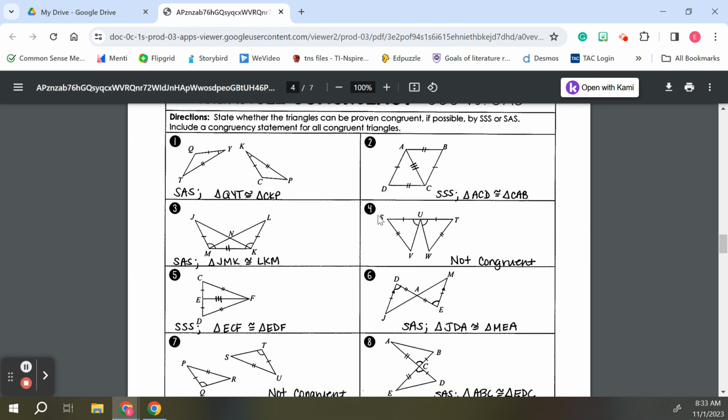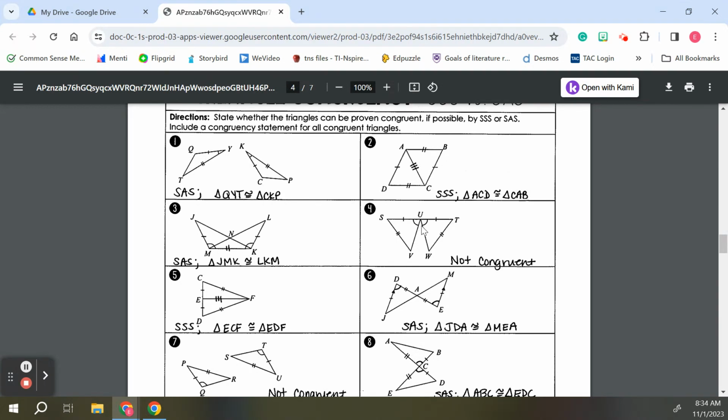4 is not congruent because again, we have side angle. That is not a thing. If you look at 2, side, side, side. If you look at 6, we had a side, angle, side. I can literally point to it, right there. In this case, I have a side, and then I have this random angle here. It's not going to work. It's all about position.